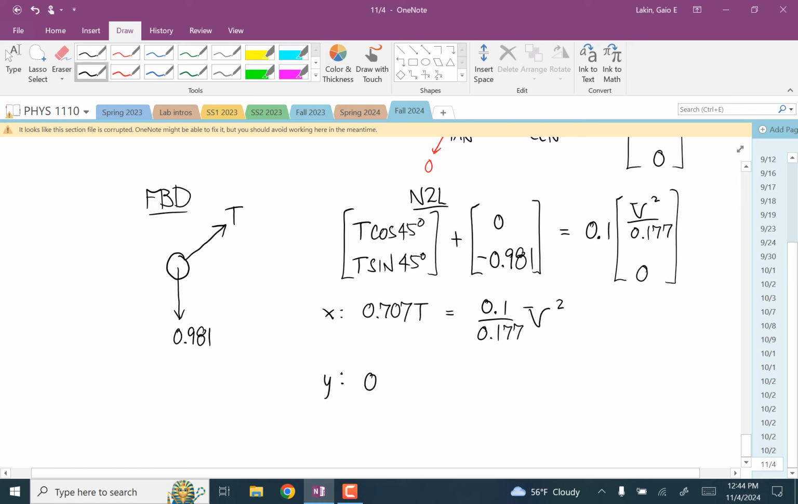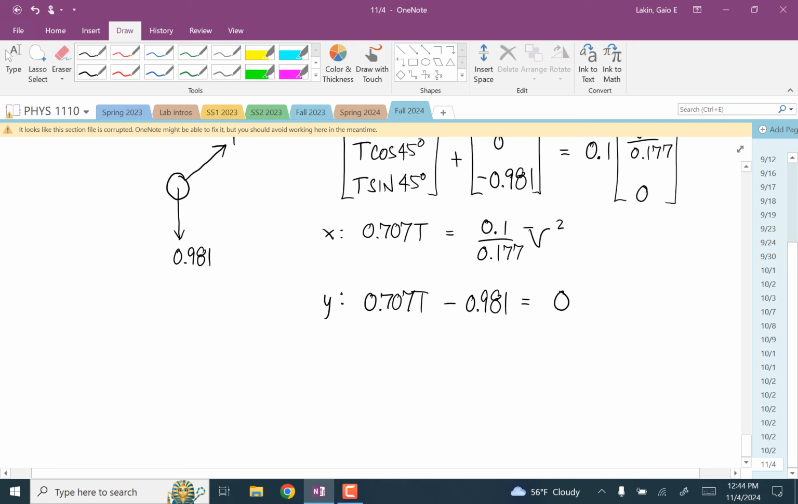So that one says sine of 45 is 0.707. So this is 0.707 T minus 0.981 is equal to 0. And so from this y equation, we can calculate that T is equal to 1.39 newtons.